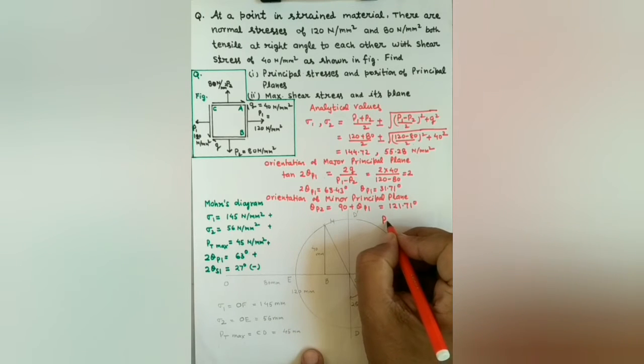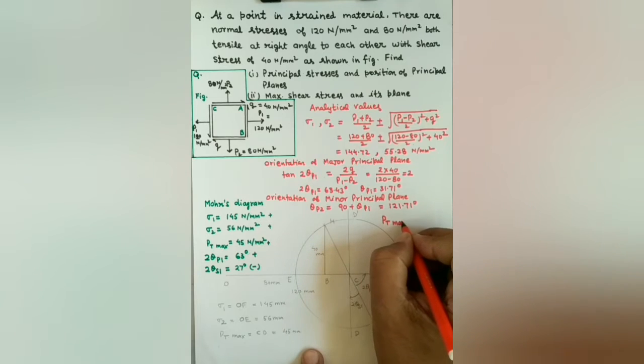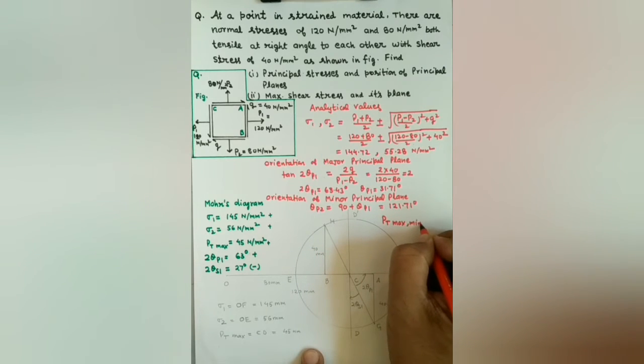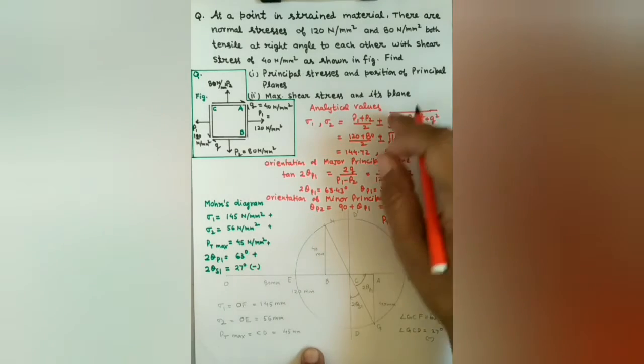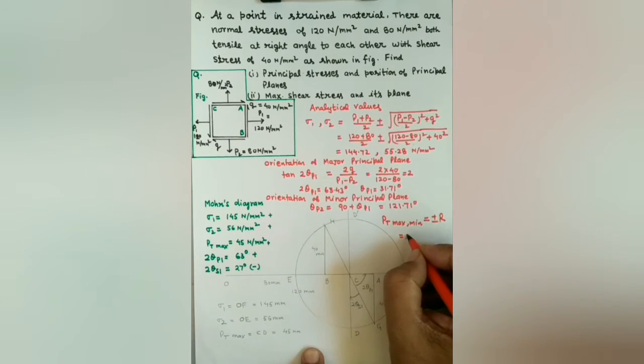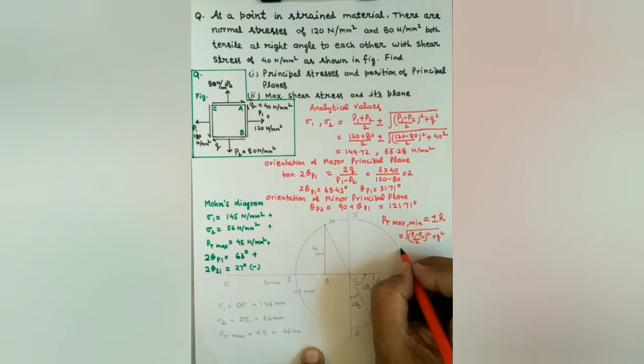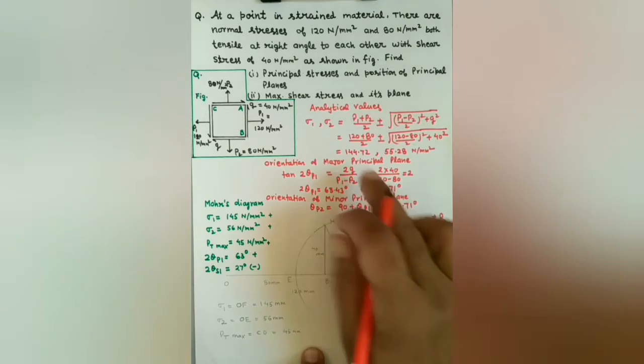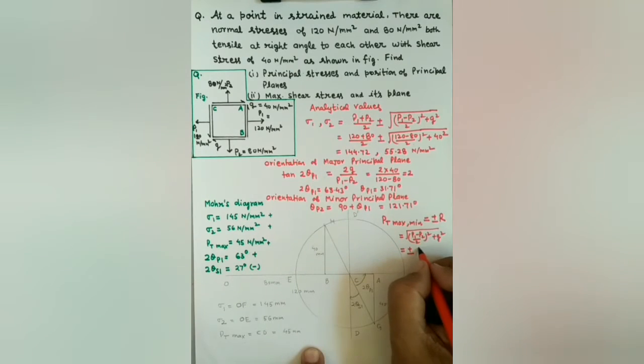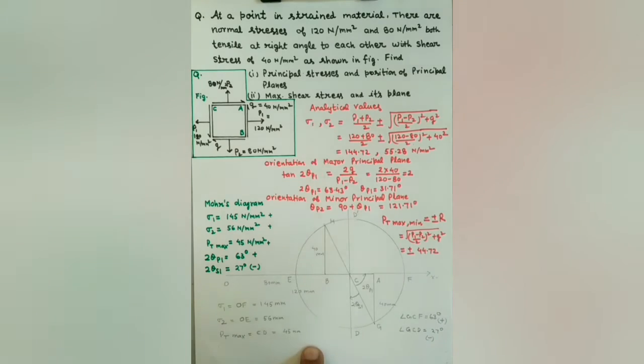Now maximum tangential stress, PT max and min, are given by plus minus R, which is the quantity under the root in principal stresses, which is equal to root of P1 minus P2 by 2 whole square plus Q square, which we have already calculated, equal to 44.72 Newton per mm square.